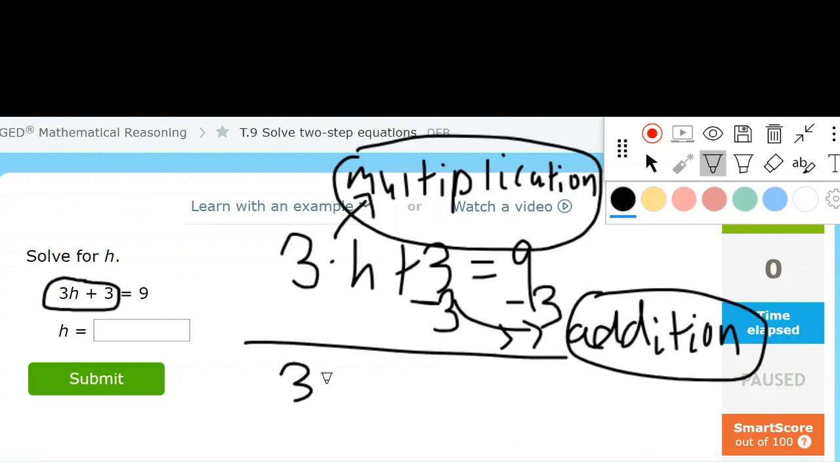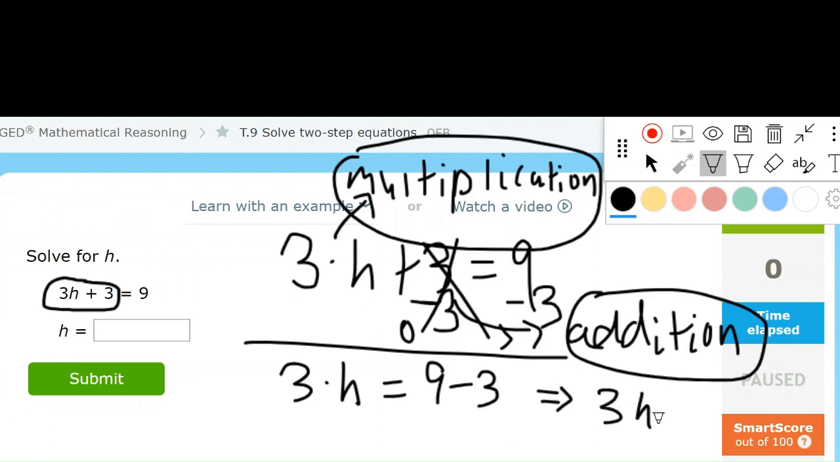Once you subtract 3 on both sides, you get 3h equals 9 minus 3. You'll notice that adding and subtracting by 3 will result in 0. And then we'll get 3h equals 6.